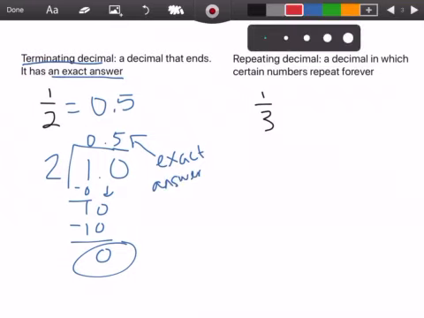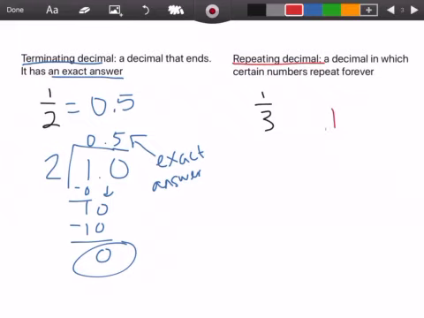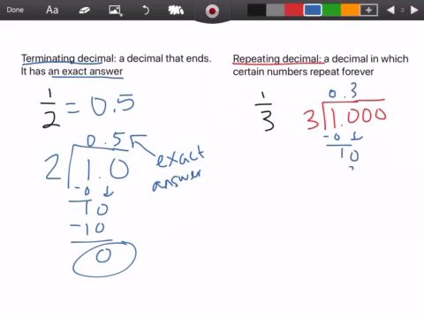Okay, there are some decimals that are called repeating decimals. It's a decimal in which a certain number or certain numbers repeat forever. Okay, so 1/3 is an example when I divide 1 divided by 3. Again, decimal and 0. I'm going to add a couple. What you'll see happens here is 3 can't go into 1. It goes into 10 3 times, which is 9. 1 left over, bring down a 0, and we're back to the number 10.